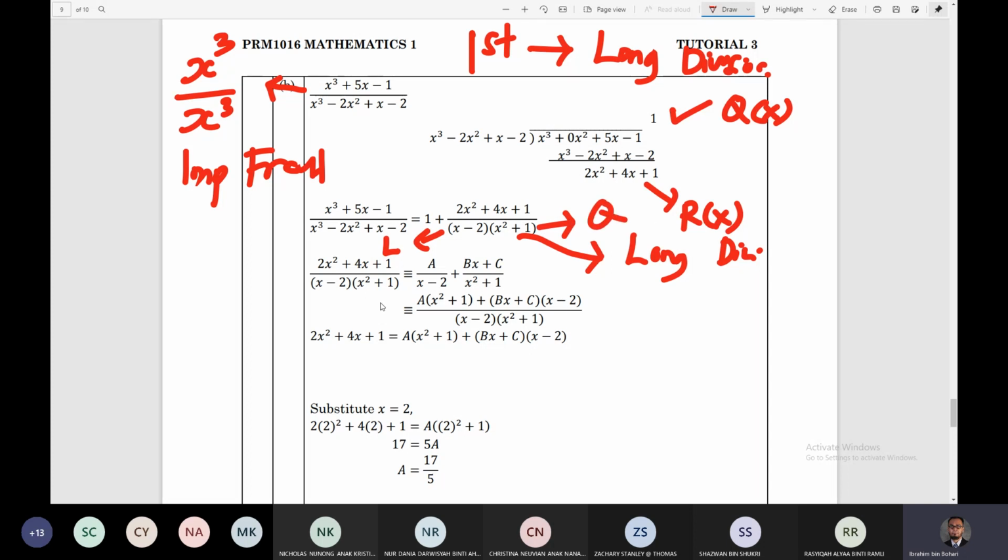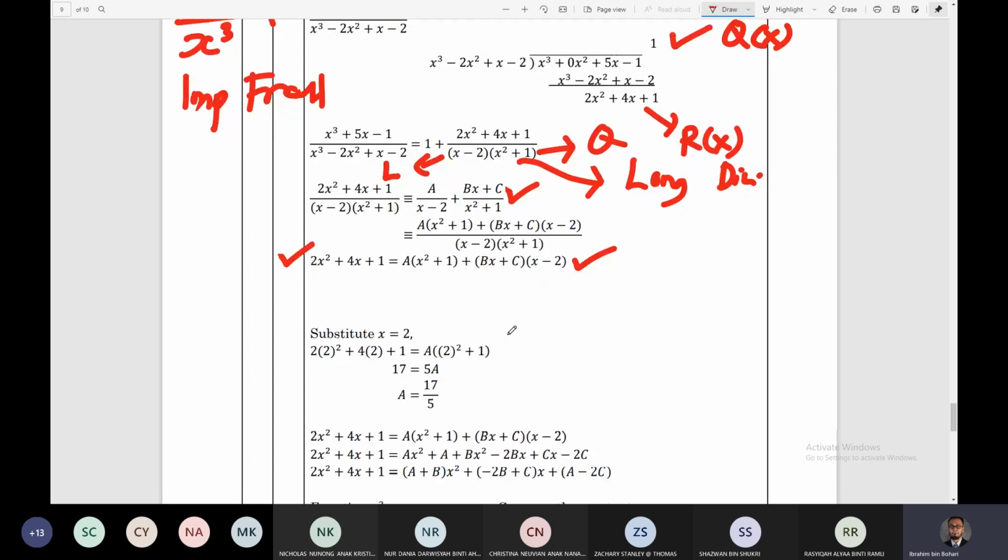Okay. Okay, so linear a over x minus 2. And then the quadratics here, bx plus c over x squared plus 1. Okay. Yang ini you all kena hati-hati sikit lah untuk quadratics sebab dia ada power of 2. Yeah. And then identity 2x squared plus 4x plus 1 equals a(x squared plus 1) plus (bx plus c) times (x minus 2). And first here you substitute the first value of x equals 2 and find the value of a. a here equals 17 over 5.